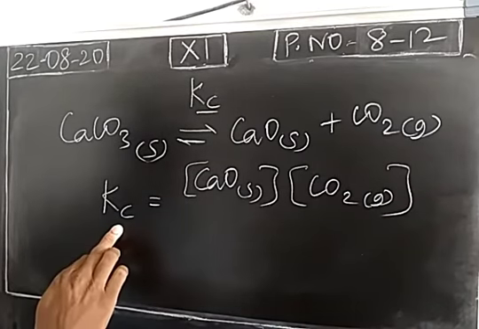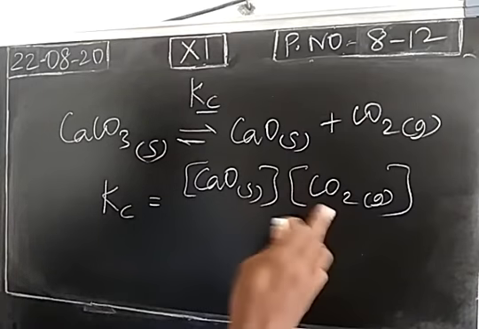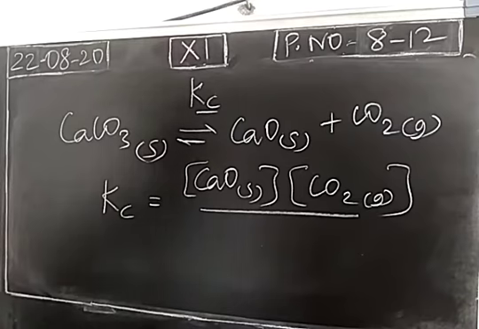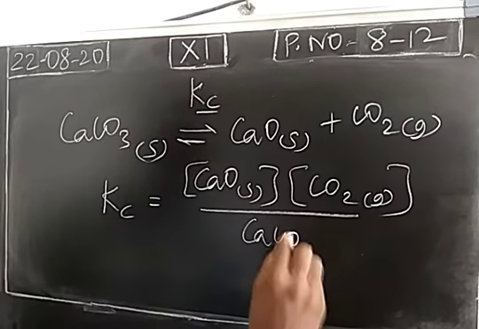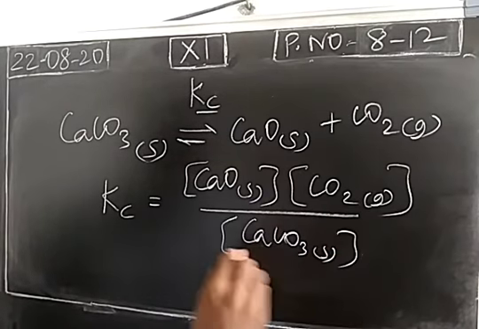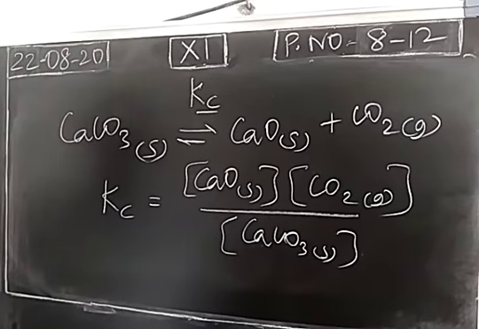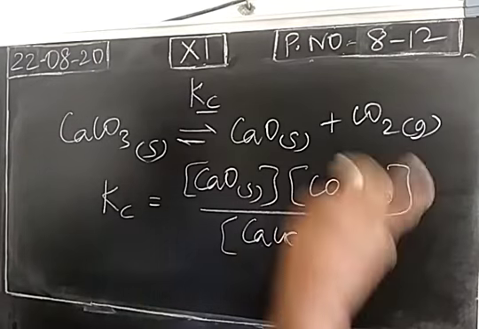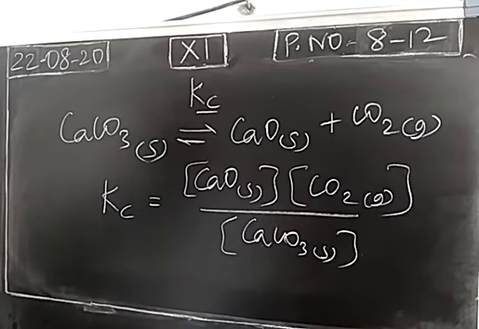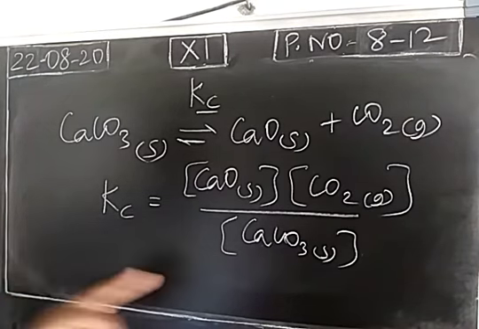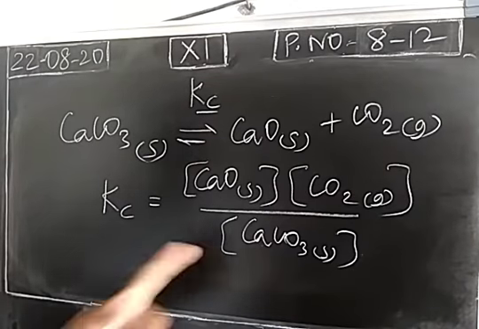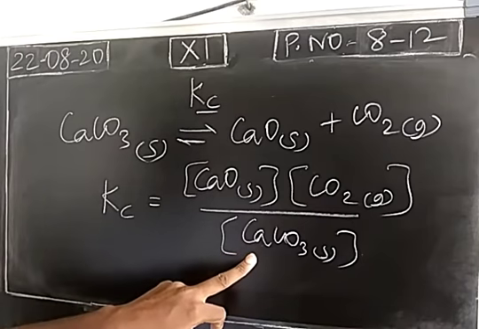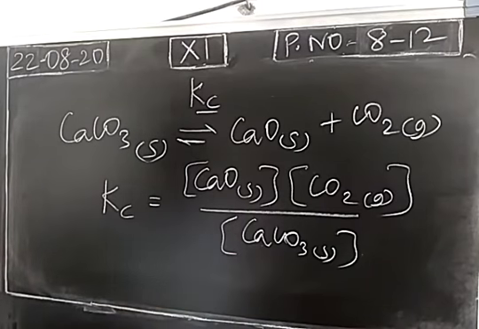So equilibrium constant is the ratio of product of concentration of products to the product of concentration of reactant. We have reactant calcium carbonate solid and its concentration. For each substance, what is the coefficient? 1. So exponential power value 1. So equilibrium constant for the heterogeneous equilibrium reaction is written. So here we have the concentration of solid substances, calcium oxide and calcium carbonate.